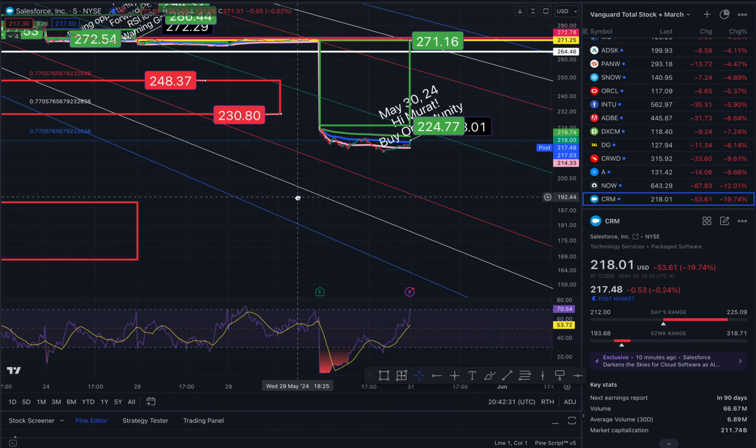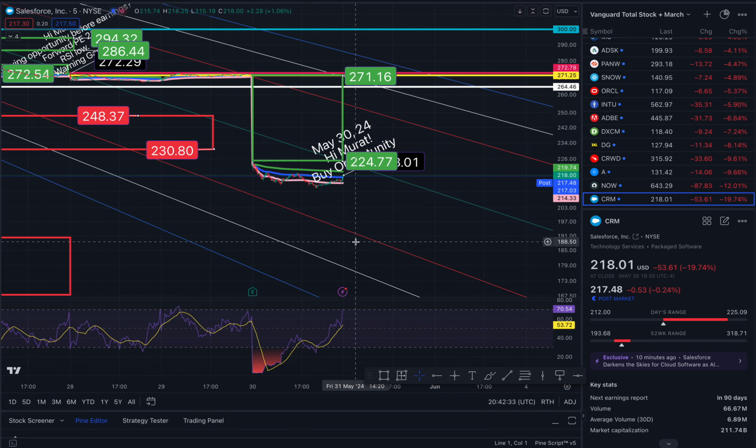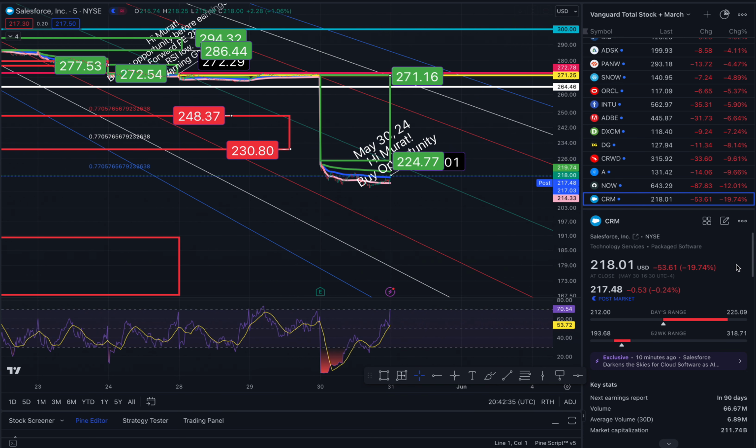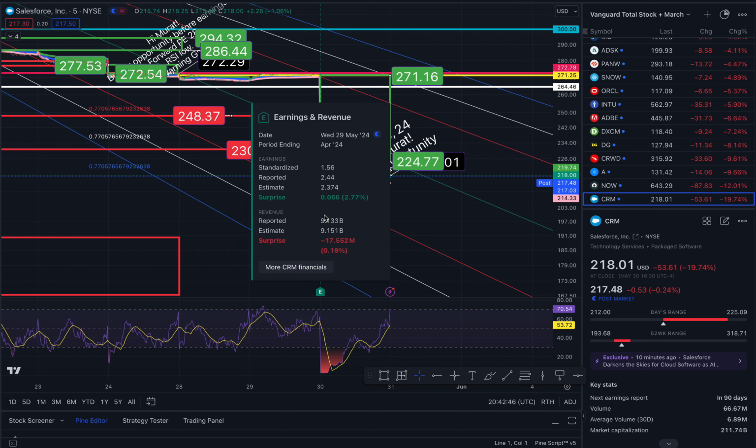So that buy-in is getting there. But let me go over the price target first. So we are at 218.01, down a whopping 19.74%. We got clobbered because of earnings. So we reported $9.133 billion, and the street wanted $9.151 billion. And so that sent the stock tanking.